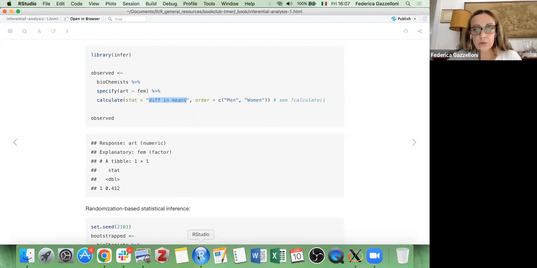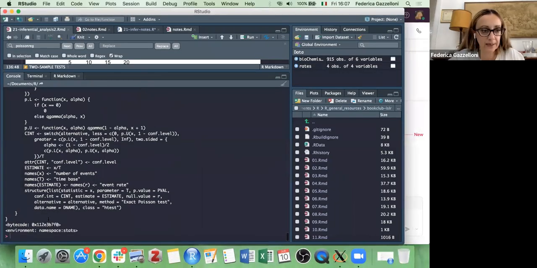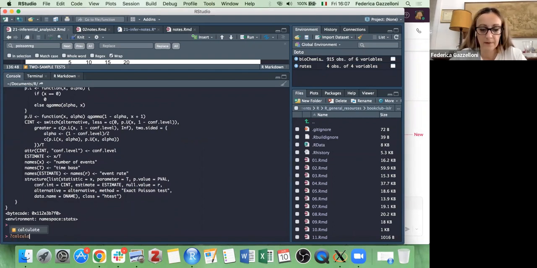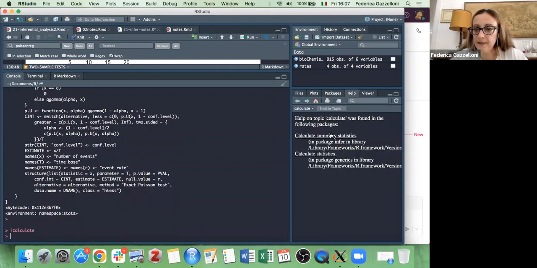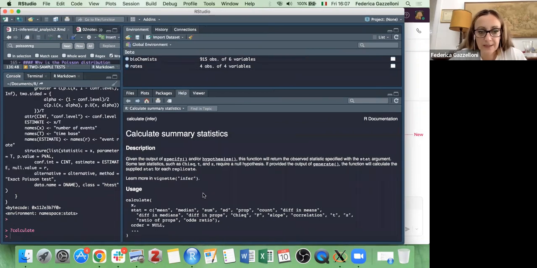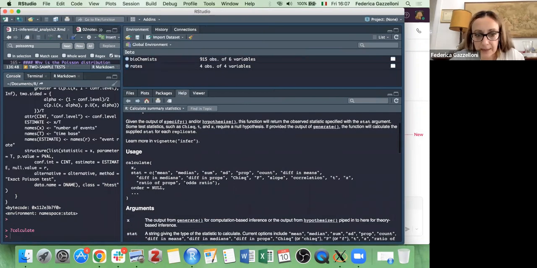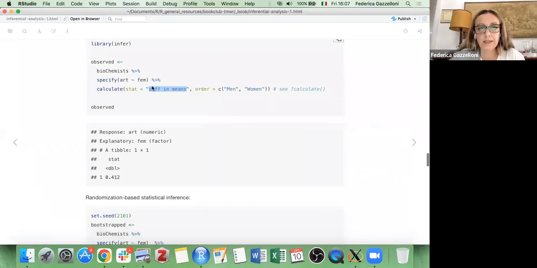If we go back, for example, we see what this calculate is. We go to calculate in the infer package. You see that you can use different things. They say what you can use: difference in medians, difference in means, in proportion. You can use a chi-squared, correlation. So you have the options that you can use. In this case, we use the difference in means, because that's what we are going to do.